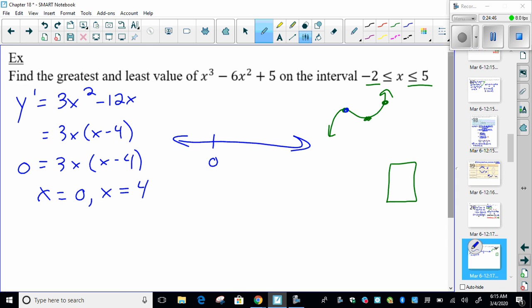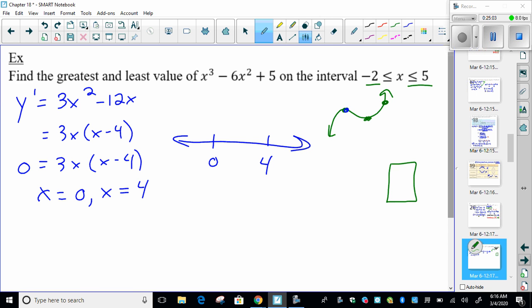Sign diagram. Based on the sign diagram, plugging in the numbers to see positives and negatives to figure out which is my local min, which is my local max. Realistically, I can just plug in these values. I can plug in 0 to my original function, get my output value, but it does give you at least an idea of which one's my highest, which is my lowest.